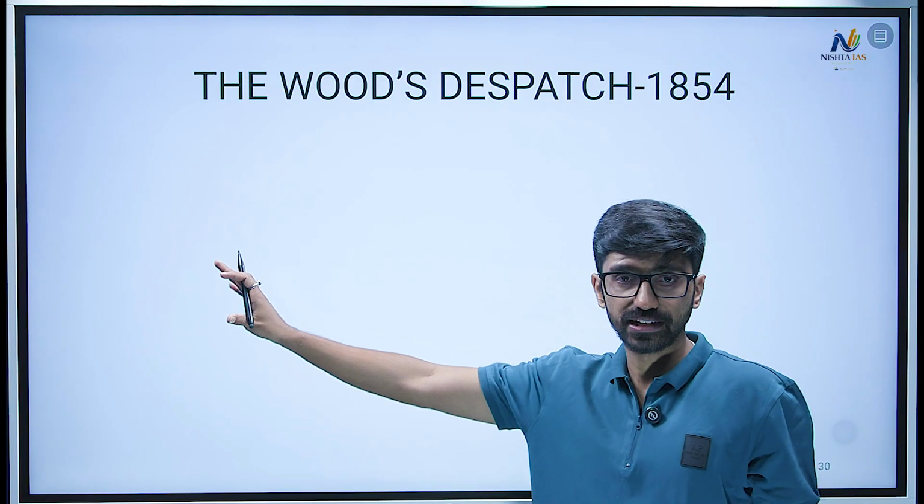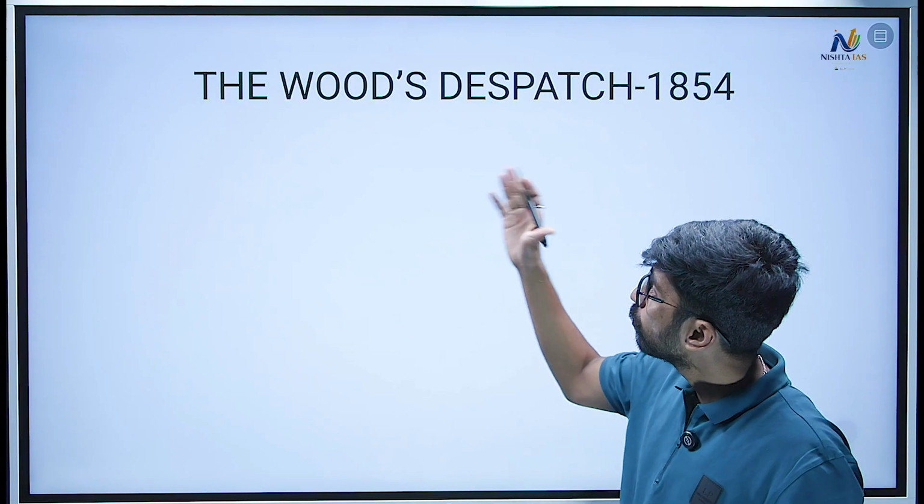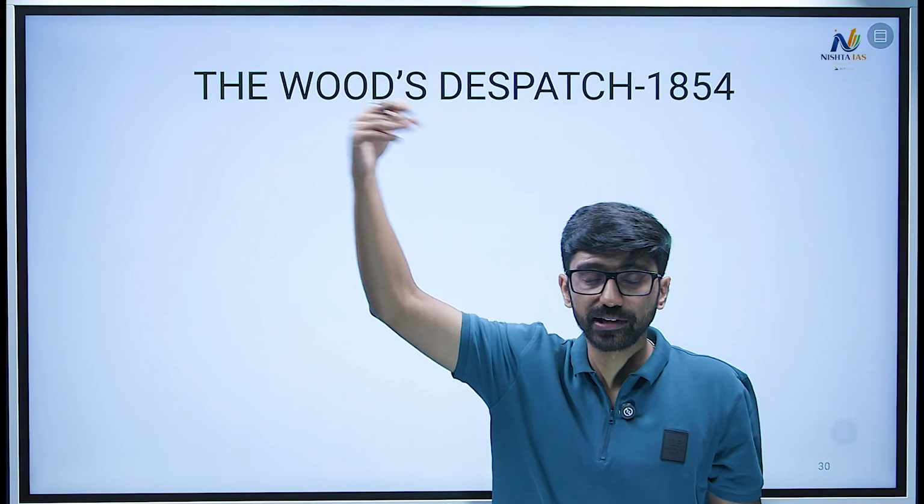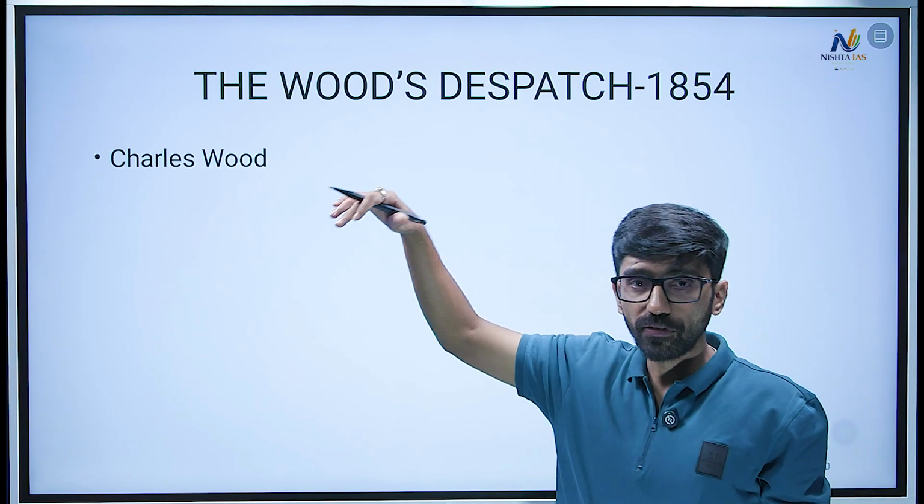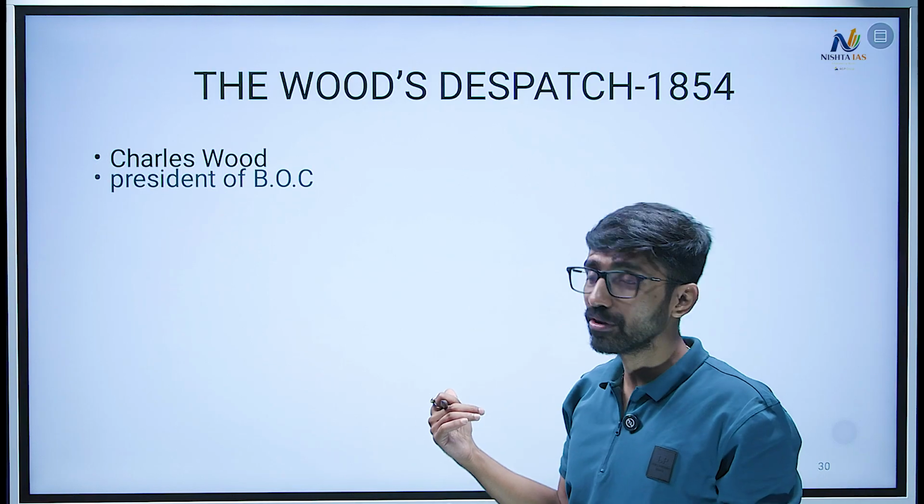Now that theory was discarded by another report called Wood's Dispatch. It was sent from England. A dispatch was sent from England to India in 1854. That was by Charles Wood. He was the president of the Board of Control, BOC.